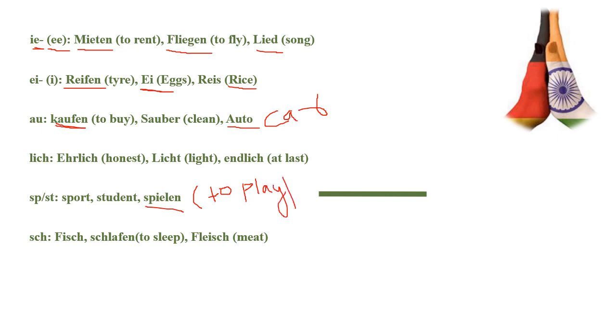Okay. This sound is sch. Schlafen means to sleep. Fleisch means meat. We will also cover some of the pronunciation in the next slides. Let us proceed towards umlauts.